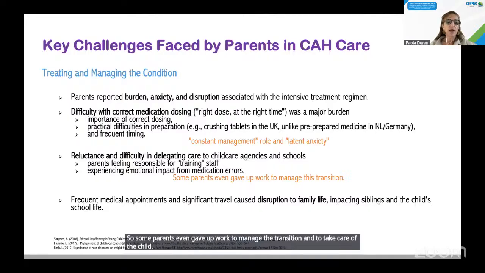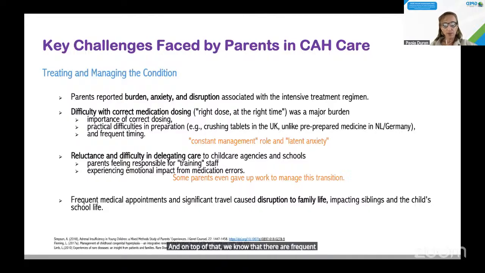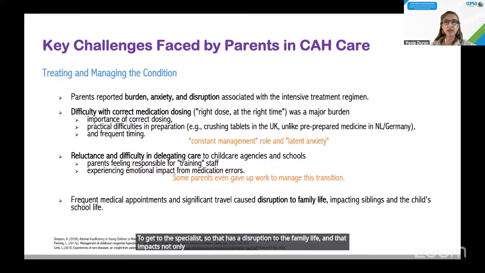On top of that, we know that there are frequent medical appointments, and some of those families have to travel very far to get to the specialist. That disrupts family life, and it impacts not only the siblings and the family, but also the school life of the children.